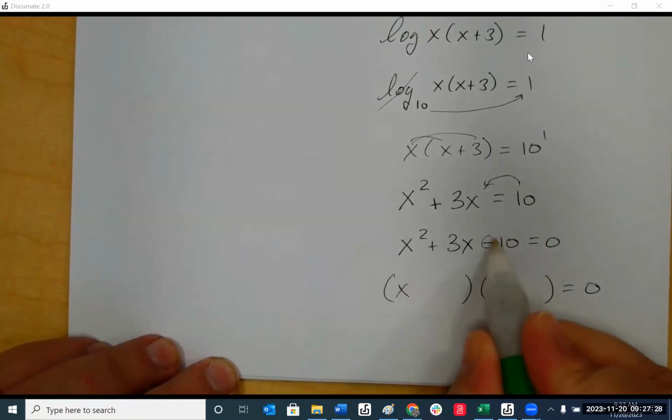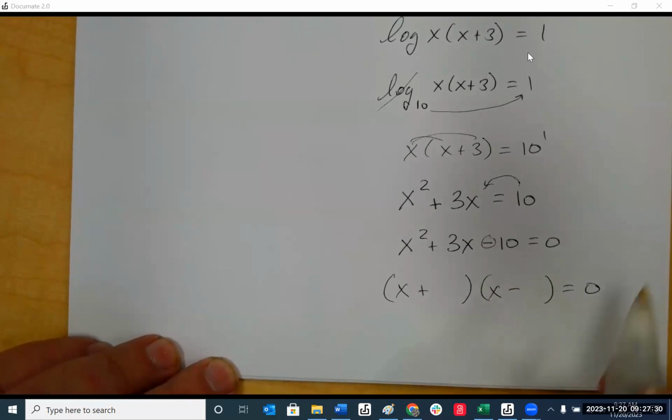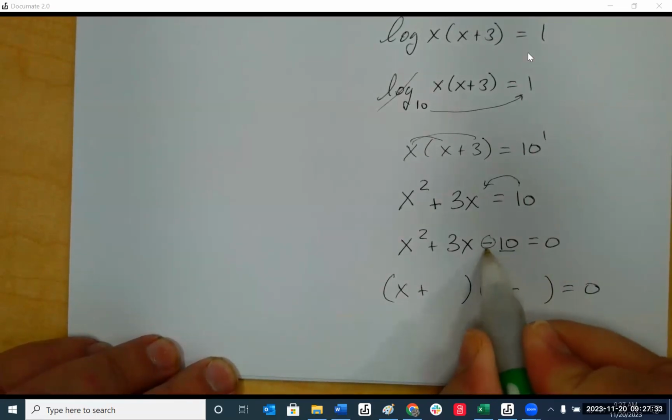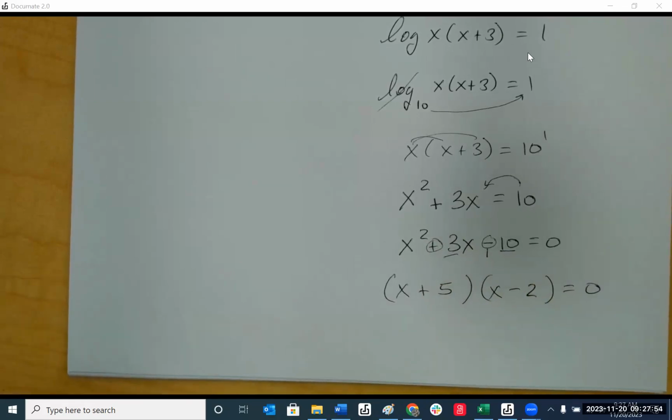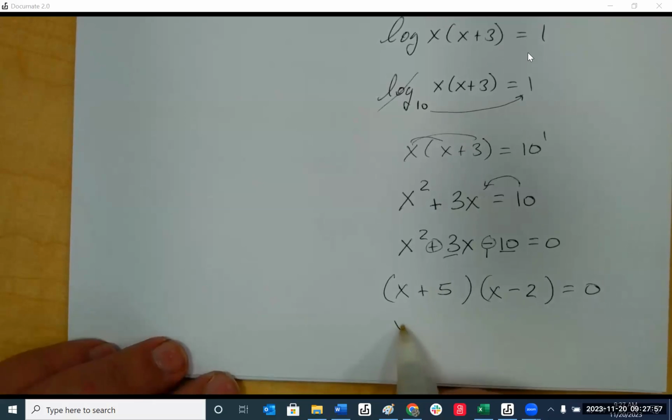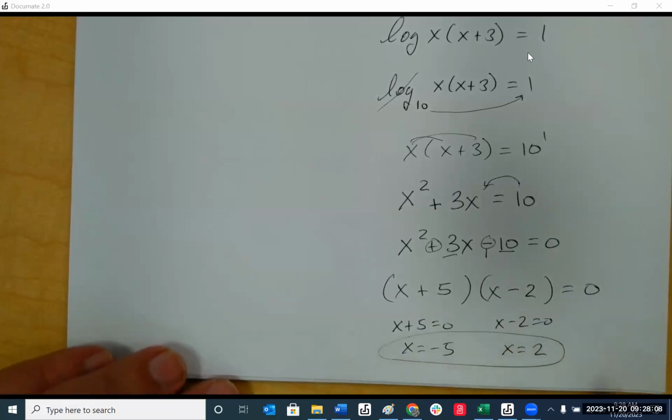X, opposite signs. What times what is 10? When you subtract them, you get 3. Five and 2. And the bigger number gets plus. So it's 5, 2. Then we set both of those equal to 0. X equals -5. X equals 2. These are our possible answers.